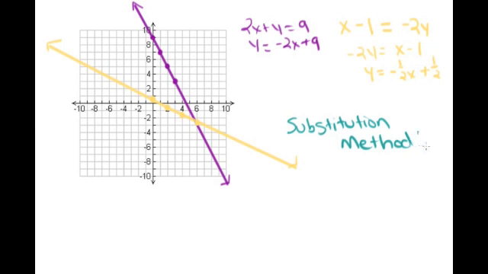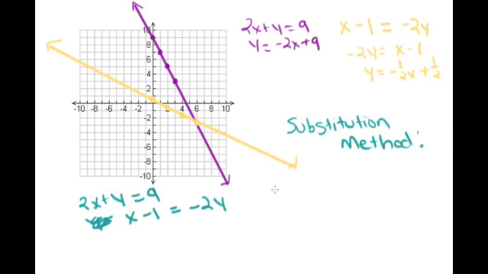And so how do you use this substitution method? Well, as the name might say, you substitute values. So we have our two equations right here: 2x plus y equals 9, and x minus 1 equals negative 2y. So that's our two equations. So basically, what we do in this one is we substitute values of one equation into the other. So let's try an example. Let's try this one again.